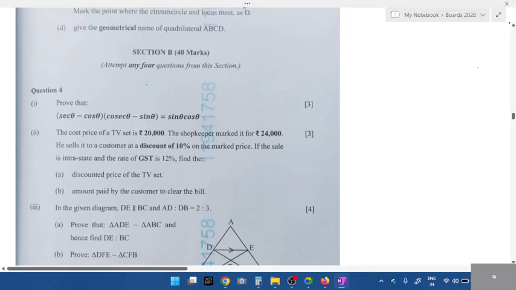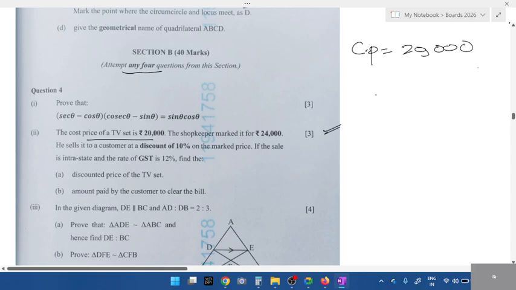See, such a simple one. You'll be able to solve all these questions. Such a simple question. The cost price of the TV is how much? Cost price is 20,000. This is given for 3 marks. If it is a tough question, you can skip this main.